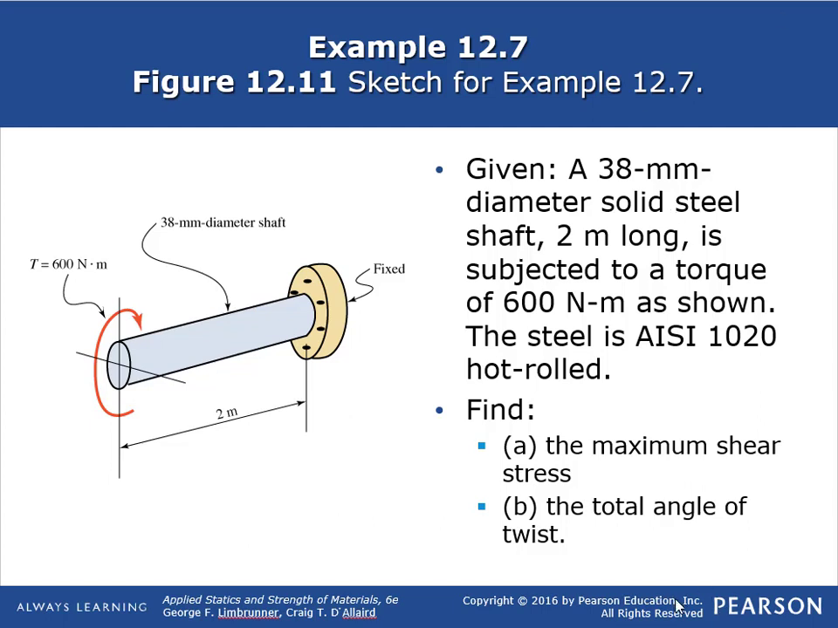In example 12.7, we're going to be finding the angle of twist. Given a 38 millimeter diameter solid steel shaft, 2 meters long, subject to a torque of 600 newton meters as shown. The steel is AISI 1020 hot rolled. Find A, the maximum shear stress, and B, the total angle of twist.